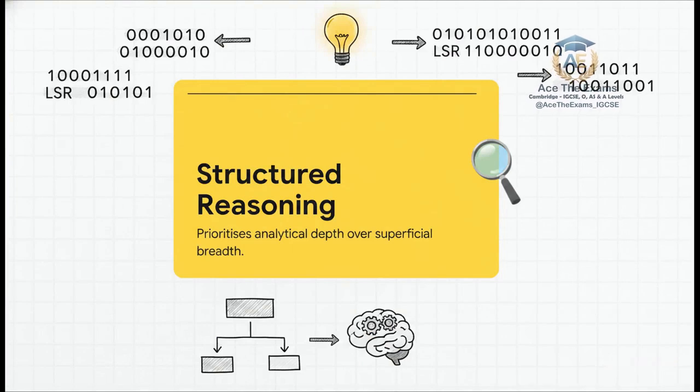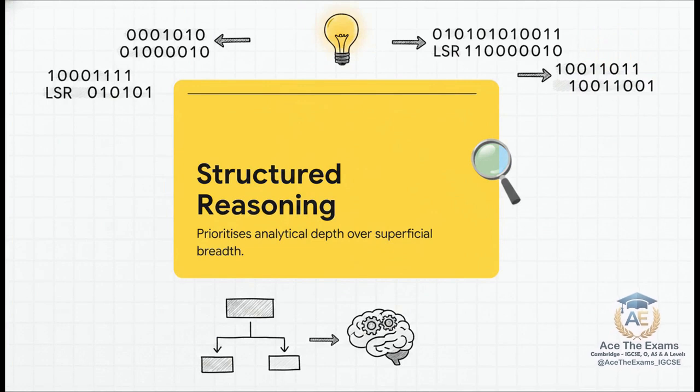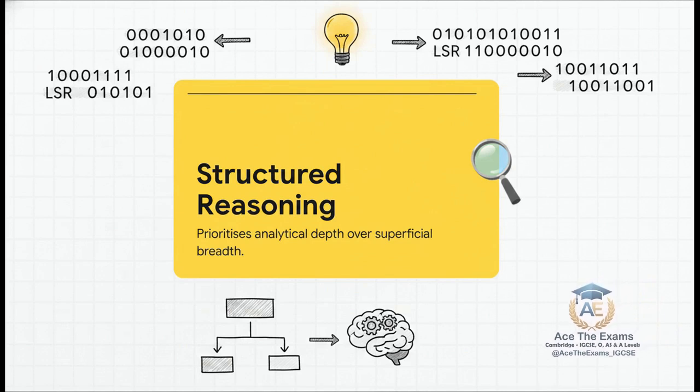All right, let's talk about the rules of the ring. The Cambridge Assessment Framework prioritizes something called logical structured reasoning. This means they value analytical depth and systematic analysis way more than superficial breadth. It is absolutely not enough to just memorize that an LSL operation mathematically multiplies an unsigned integer by 2. That's superficial. You must understand the underlying mechanics. You need to explain that you are taking an 8-bit or 16-bit register, shifting every single bit one position to the left, padding the least significant bit with a 0, and pushing that most significant bit straight into the carry flag.